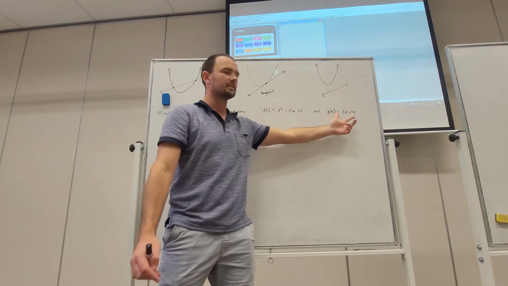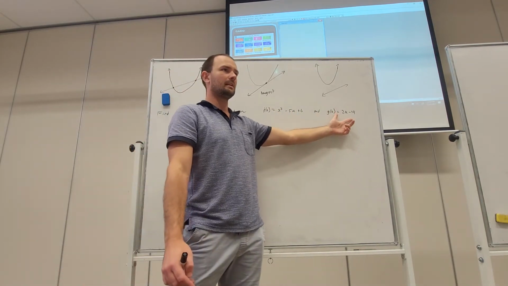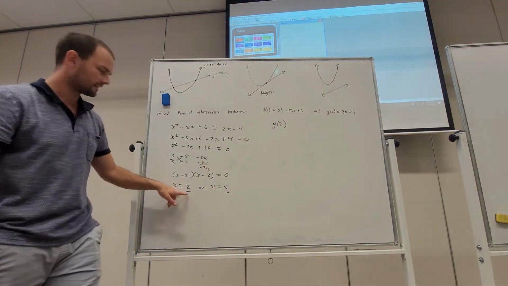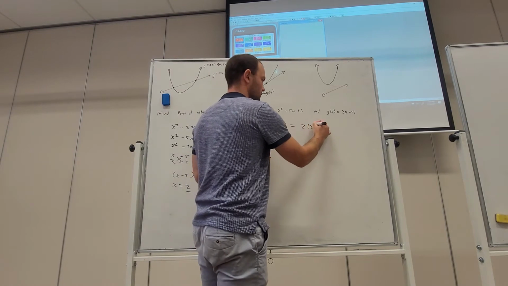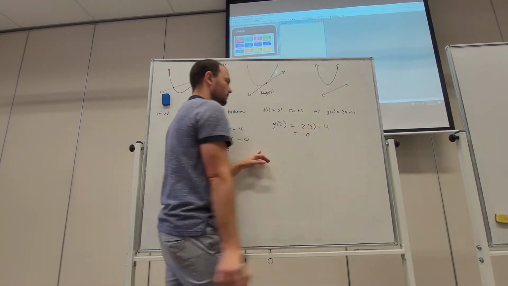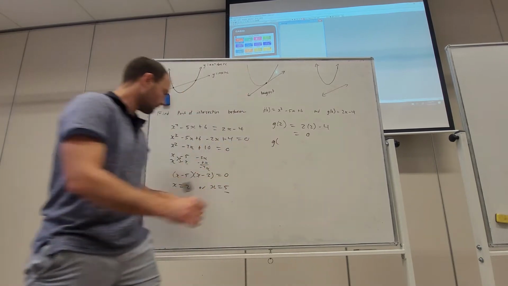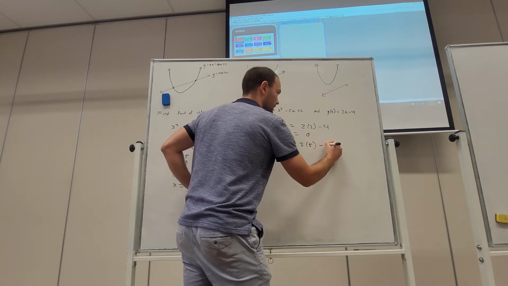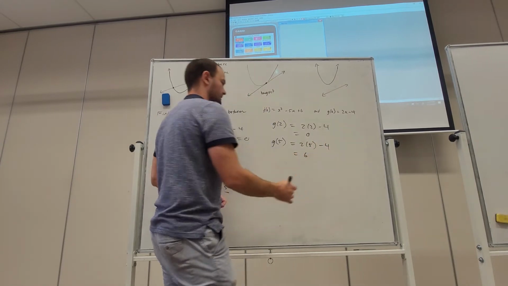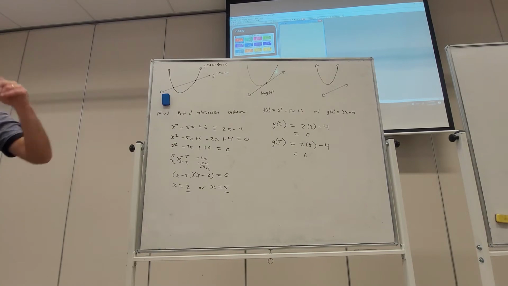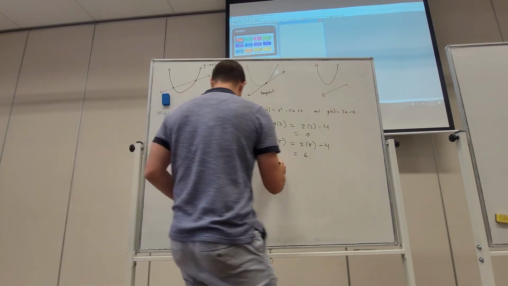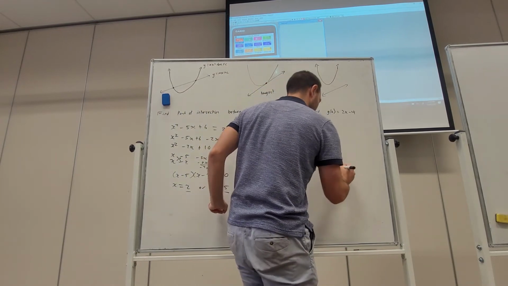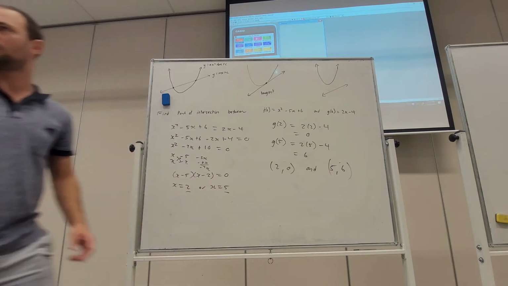So which one is going to be easier to put it in? The line. Heaps less working out involved. So we're going to find g of 2. When x is 2, that would be 2 times 2 take 4. 4 take 4 is 0. And we're going to find g of 5. That's going to be 2 times 5 take 4. 10 take 4 is 6. So the two coordinates where the functions meet are x is 2, y is 0, and x is 5, y is 6.